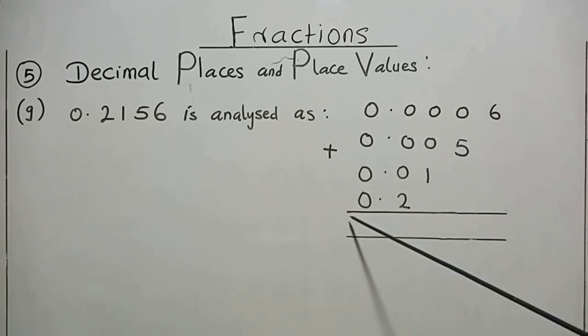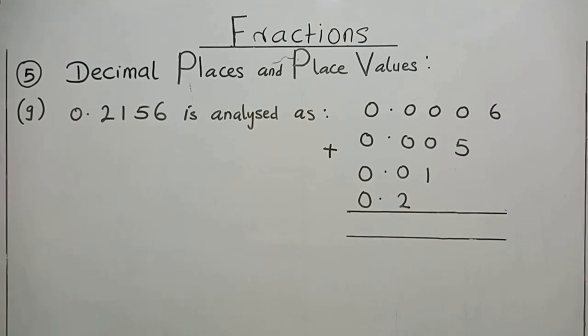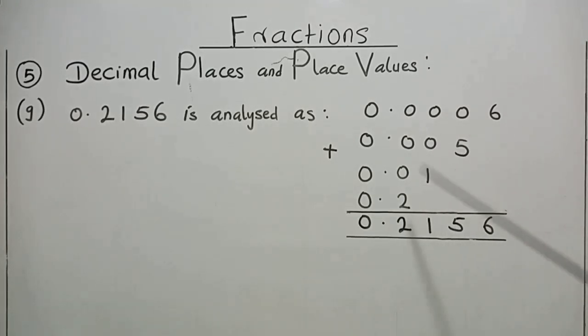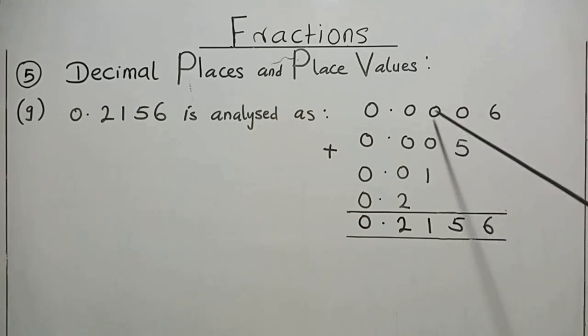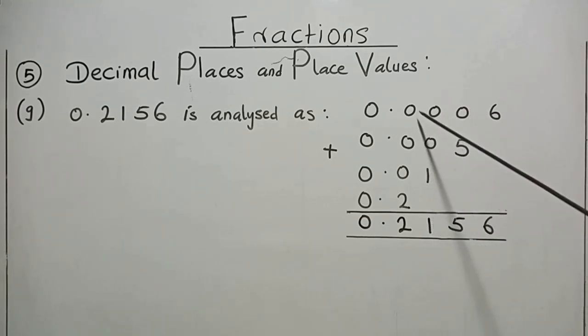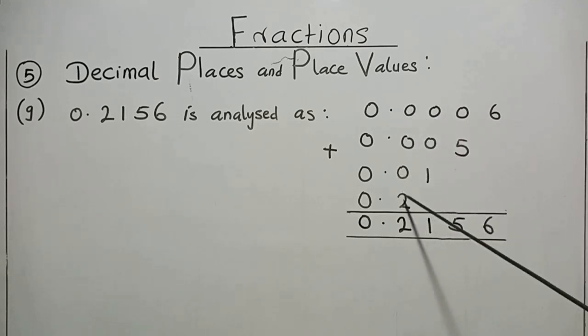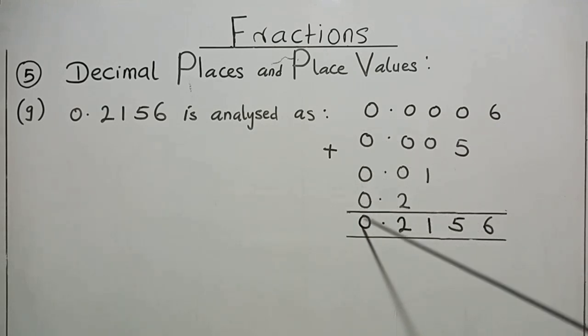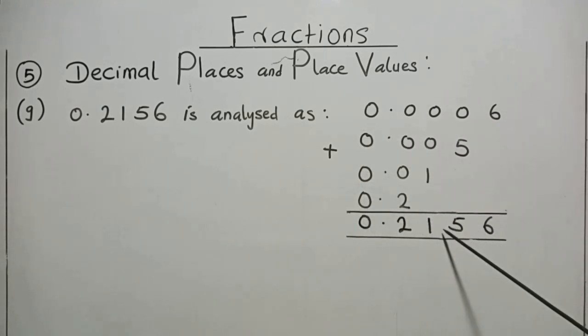What then will be here? Let me write the answer. And that is it. 0.2156. This is brought down here. 0 plus 5, please, is 5. 0 plus 0 plus 1, 1. 0 plus 0 plus 0 plus 2, 2. Then the dot here, and then zeros added is the same 0. Please compare this with this. Something is clear. The two of them are the same.